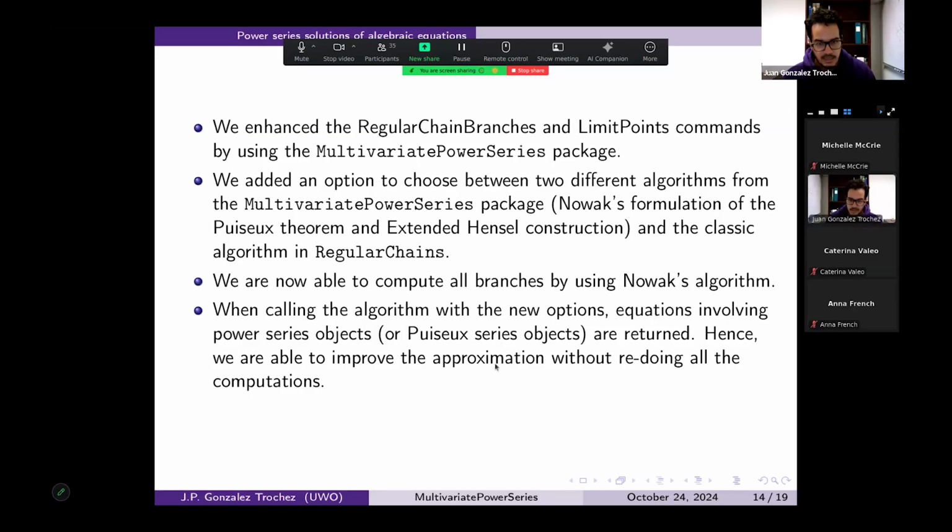And finally, when we call the Branches command with one of the factorization algorithms from the MultivariatePowerSeries package, we return power series objects or Puiseux series objects. As I mentioned before, we are able to improve the approximation as much as we would like with these objects.